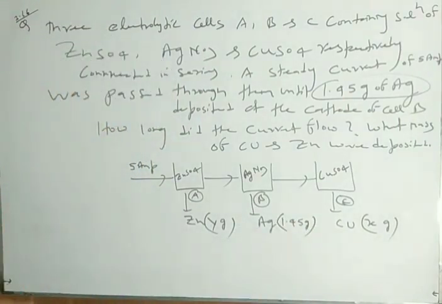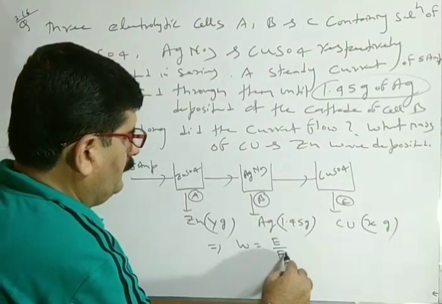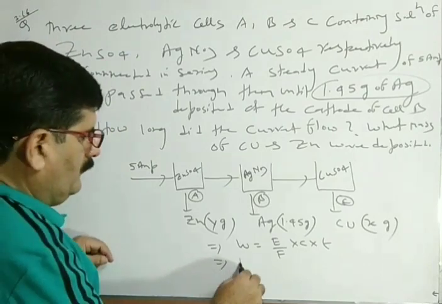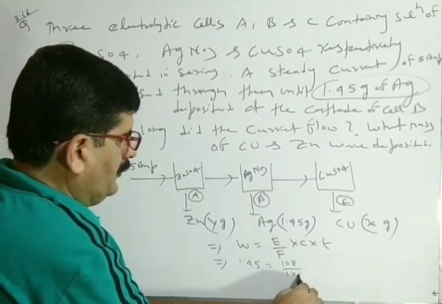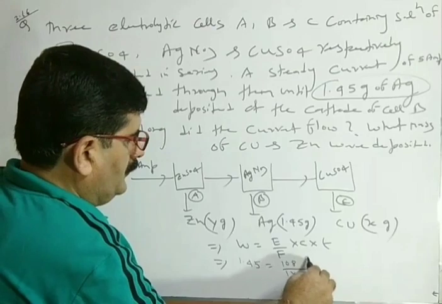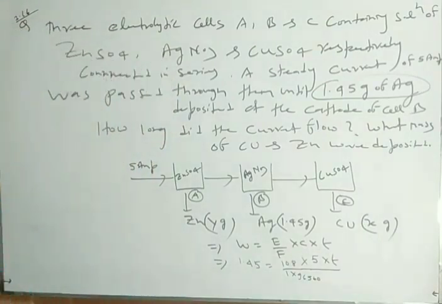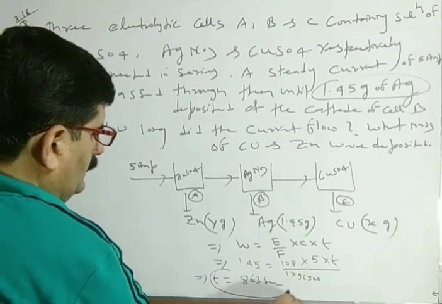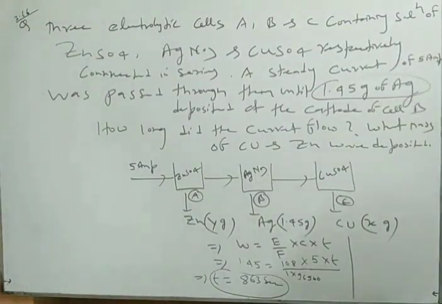So from cell B, we can write W is equal to E by F into C into T. Weight of silver 1.45, E is equal to 108 by 1, Faraday 96500, current is 5 ampere, T is unknown. If you solve, you get the value of T in seconds, that is 863 seconds. So from Faraday's first law of electrolysis, we can calculate T.